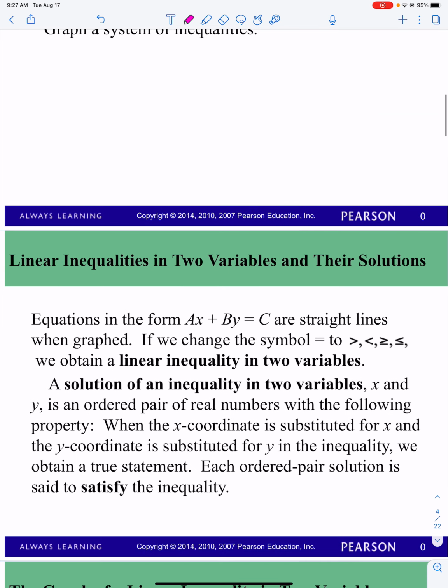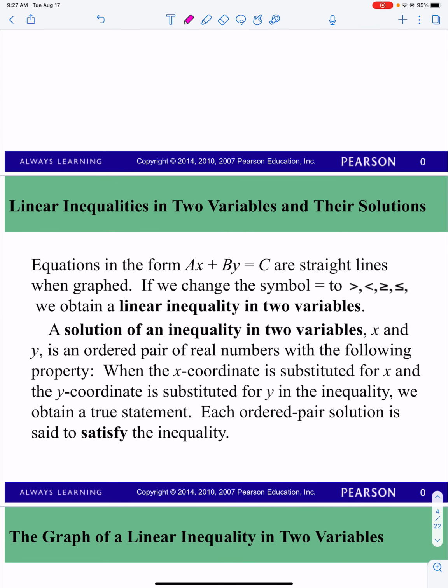So what is an equation in the form ax plus by equals c? These are straight lines. And for the inequality, you have bigger than, less than, bigger than or equal to, less than or equal to. We do not talk about not equal to here, okay?